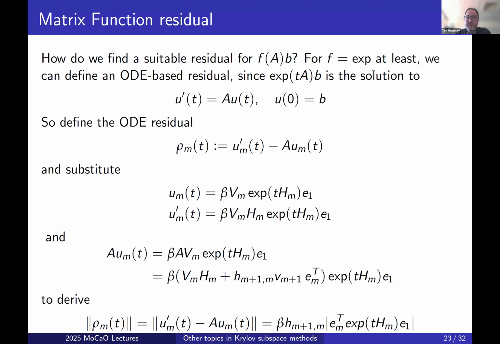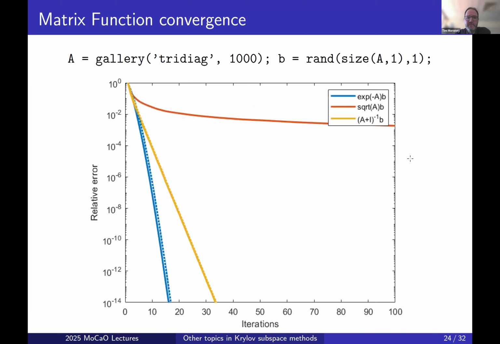If you happen to be interested in the exponential, then there is a good choice, because you can use what's called an ODE residual. Since the exponential is the solution to this ODE, you can formulate the ODE and look at that residual. You can follow through the steps, but there's no big surprise. The formula you get involves stuff we've seen before, the beta, the h_{m+1,m}, and this particular entry of the e to the H. So e_m transpose e to the H e1, multiplied by h_{m+1,m}, multiplied by beta. That's the ODE residual for the exponential function.